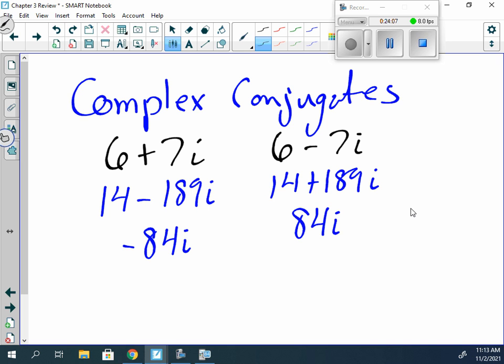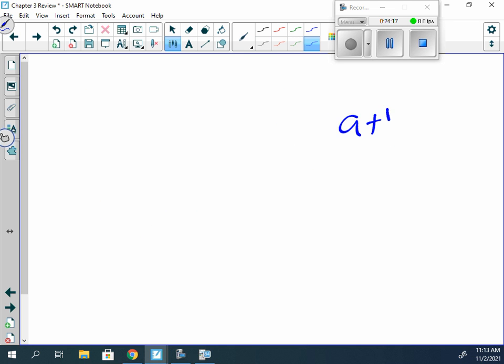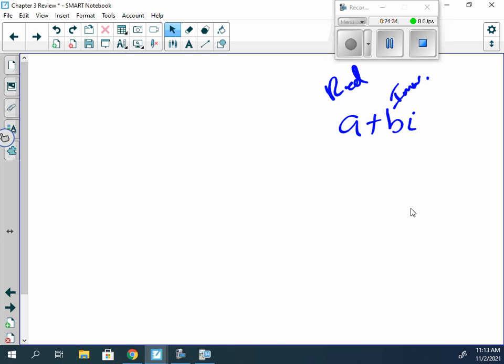Where the i is first? In standard form, we always write it in the form of a plus bi, our real part and our imaginary part. That's just written in standard form. a is always going to go first. Any other questions? And even if we did have it flipped with i first, you can rewrite it and find the conjugate. We good with this here?